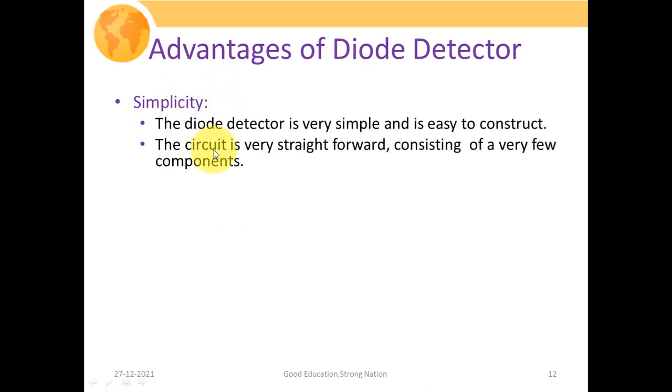Now we're going to discuss the advantages of the diode detector. The first advantage is its simplicity. As we had already discussed, the diode detector is very simple and easy to construct, as the circuit components are lower in number as well as readily available, since it consists of only a diode, a low pass filter, a capacitor and a resistor. That is why we are saying that it is very simple to construct. The circuit is very straightforward, consisting of very few components. This is what we have already discussed.